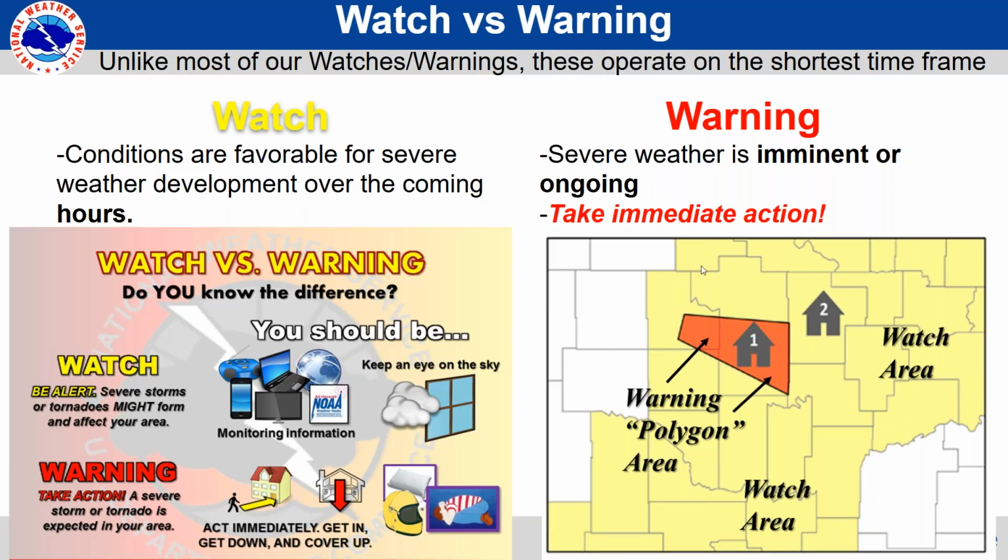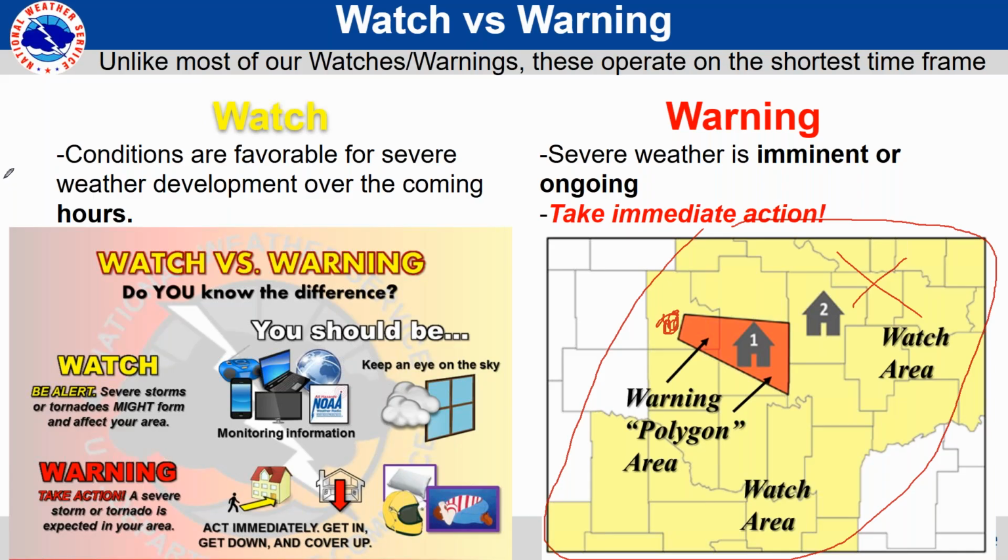As another overview, the watches are going to cover a much more expansive area because we're focused on ingredients. Ingredients usually set up over a rather large area, but a small thunderstorm may only develop, say, in this part of the watch area, where nothing happens, say, near house 2. So the ingredients were present over house 2, but they never came together to necessitate a warning like, say, what's happening at house 1.